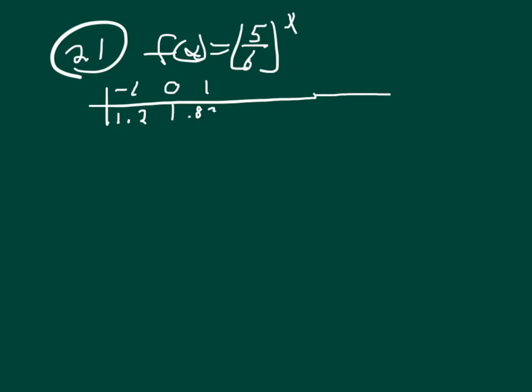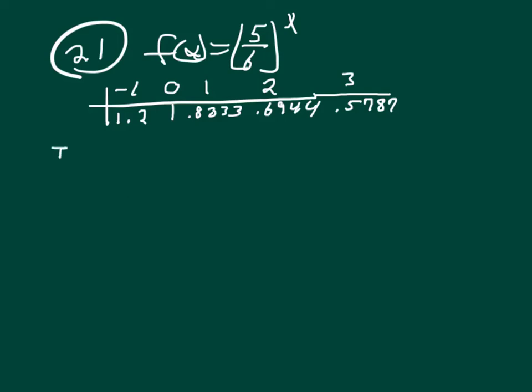So 0.8333. Then I'm going to plug in a 2. When I plug in a 2, I get 0.6944. And then when I plug in a 3, I get 0.5787. All right, so now we're going to find the inverse.